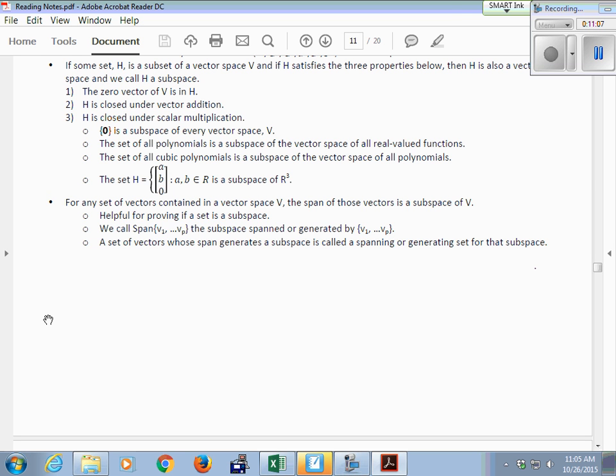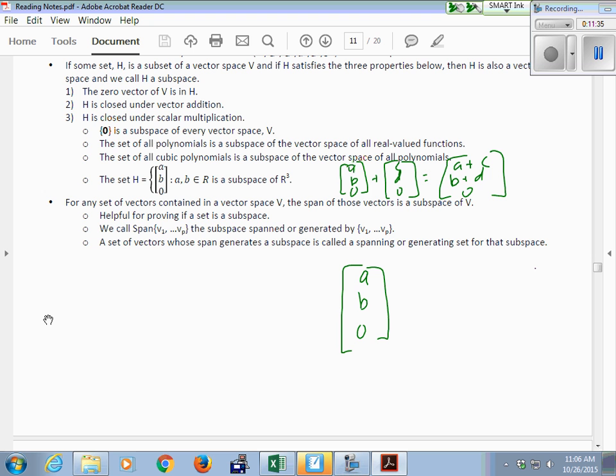Closed under vector addition: if I add up any two, like (a, b, 0) with, say, (c, d, 0), I get (a plus c, b plus d, 0). The same kind of vector, a real number, 0. So I'm closed under addition. And closed under scalar multiplication: if I take (a, b, 0) and multiply by any real number I want, like let's say 3, I'm going to get (3a, 3b, 0), which is still in the set because that's still a real number, 0.